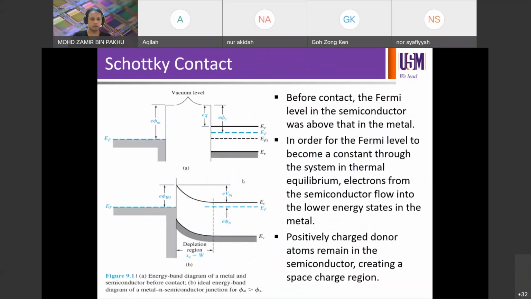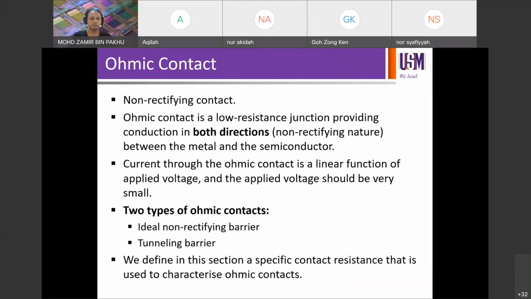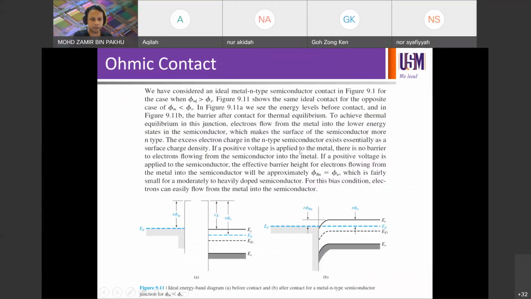So phi M is less than phi S. You can see the magnitude here, right? The distance, which is measured from the Fermi level of both materials to the vacuum level, E0, the vac level. In this case, the semiconductor is N-type, and the work function of the metal is less than the work function of the semiconductor in order to form an ohmic contact.